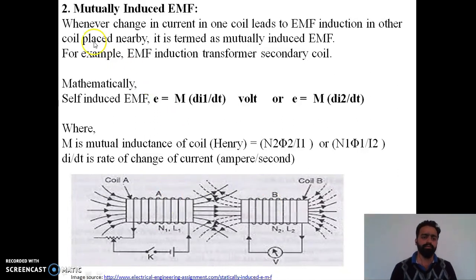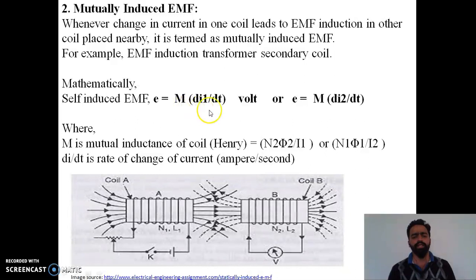So you can define mutually induced EMF as whenever change in current in one coil leads to EMF induction in the other coil. For example, if you see a transformer, primary is supplied with sinusoidal voltage and actually EMF induction takes place in the transformer secondary. So change in current is in the primary winding of the transformer whereas EMF is getting induced in the secondary coil of the transformer. So this is what is mutual induction.